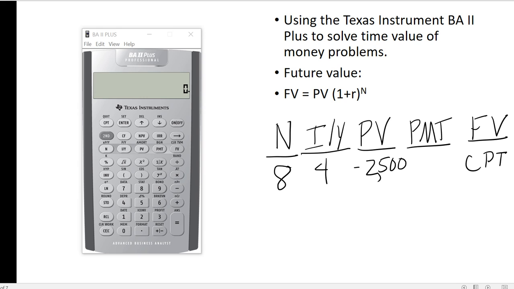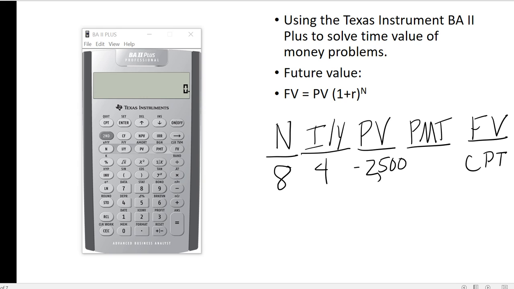If you see below the formula, I have put up the calculator time value of money keys. So N is our number of periods that we compound the interest. IY is our interest rate or yield. And PV is present value. And we're solving for FV, which is future value.